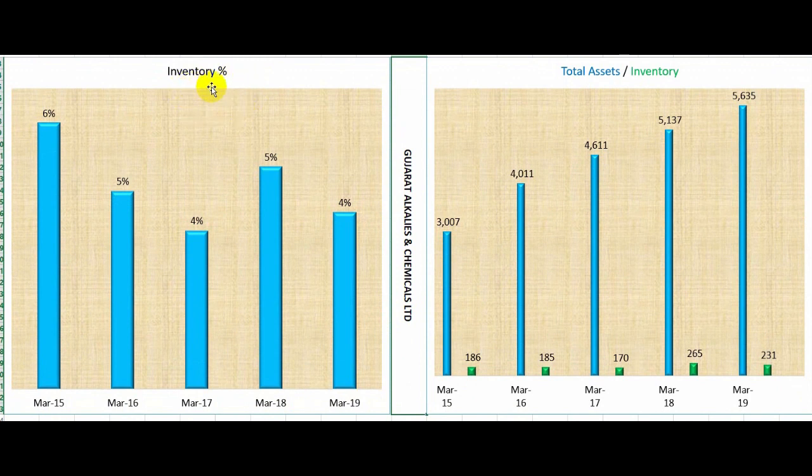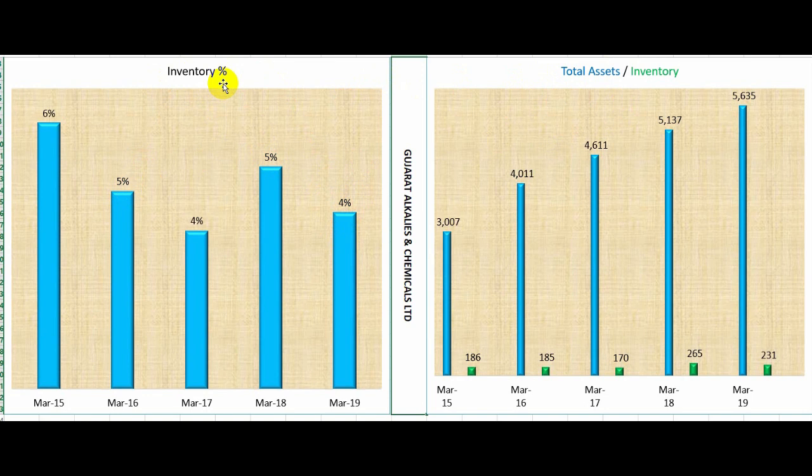Next, let us look at the inventory percentage. Again, we want to see how much of the total assets was occupied by the inventory part of the balance sheet. So the inventory is just 4% of the total balance sheet size.